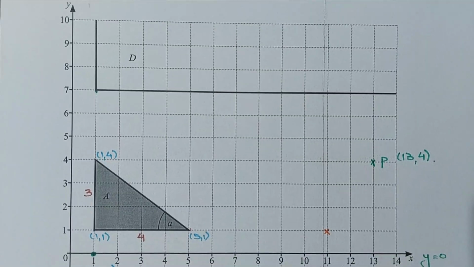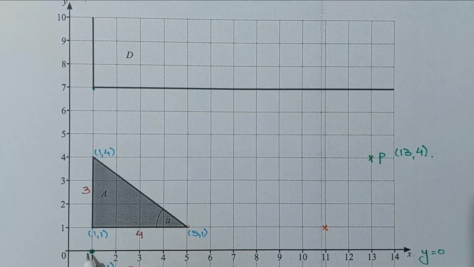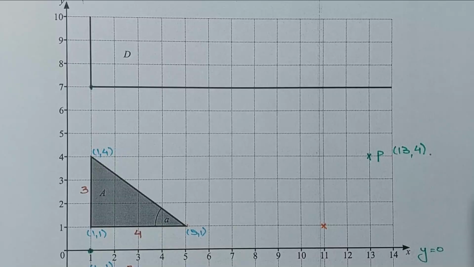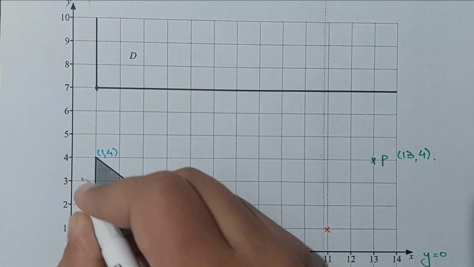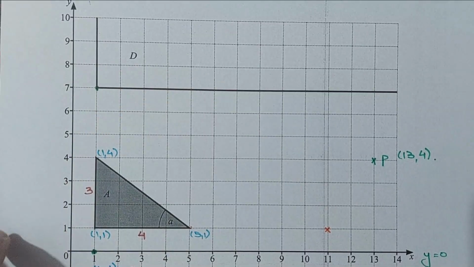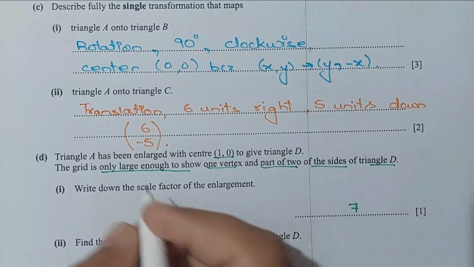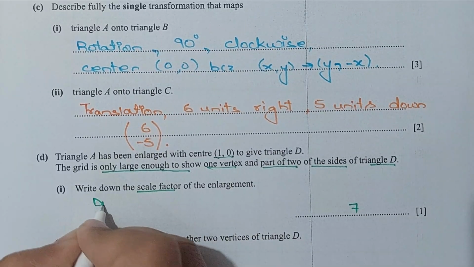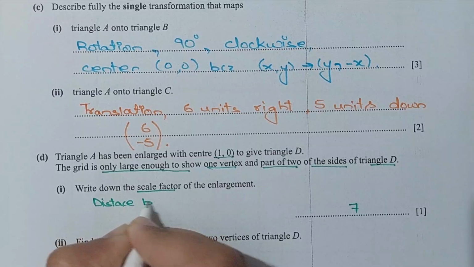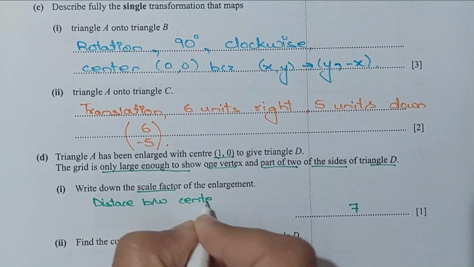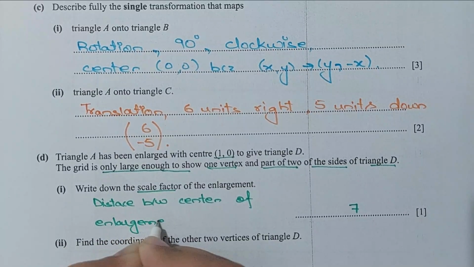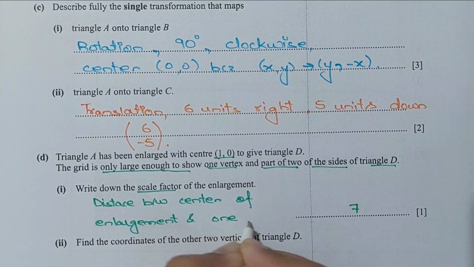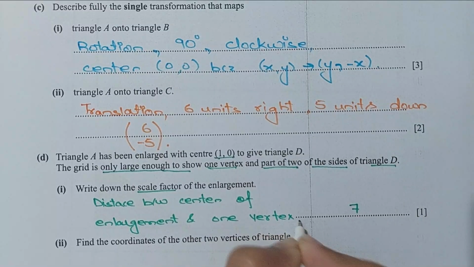The question for part 1 is: write down the scale factor of the enlargement. So how much is the scale factor? From the center to this coordinate, you have to find out the distance. That would be the scale factor of the enlargement. This distance is 1, 2, 3, 4, 5, 6, 7 units. So the scale factor is 7. How do I get this scale factor? It is the distance between the center of enlargement and one vertex of the triangle, right?